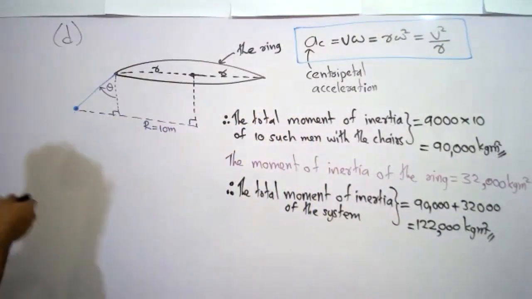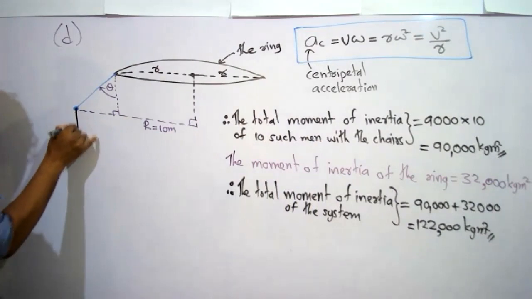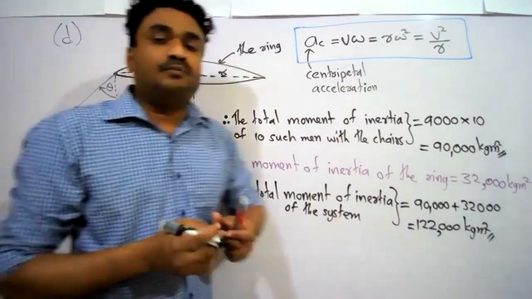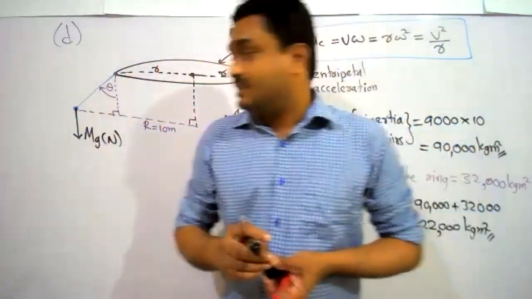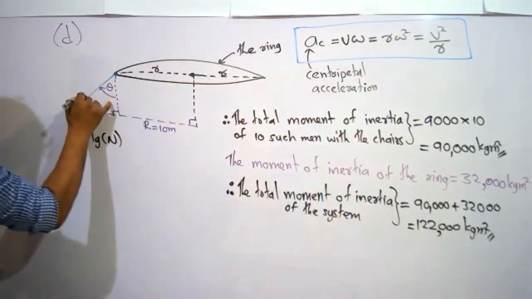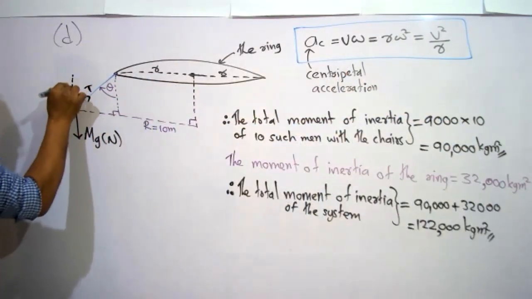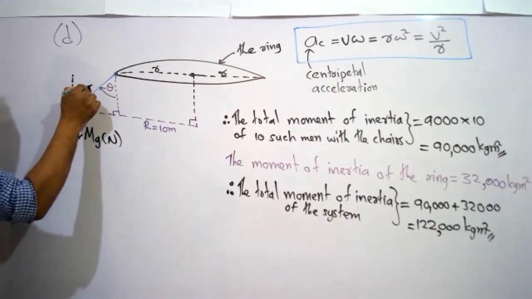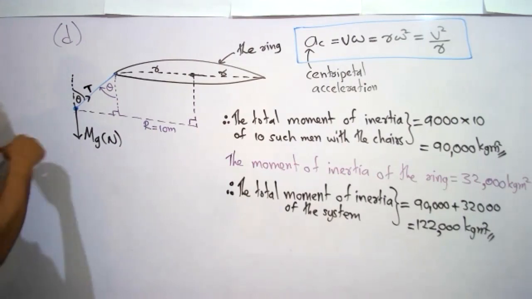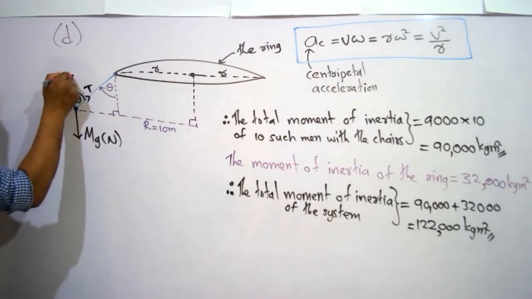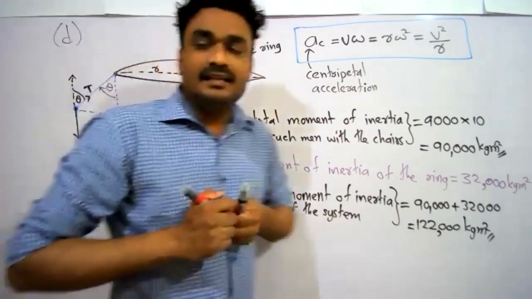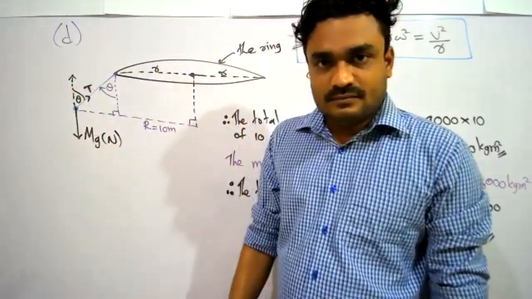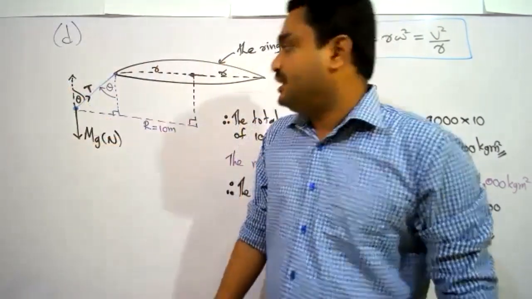Look at the board here. I can mark the weight as capital MG, where capital M is the summation of the man and the chair. The tension in the string I can mark like this, T, and I can mark this angle theta. If this is theta, this should also be theta. So if this angle is theta, what is the component of T towards the angle? T cos theta, very good.